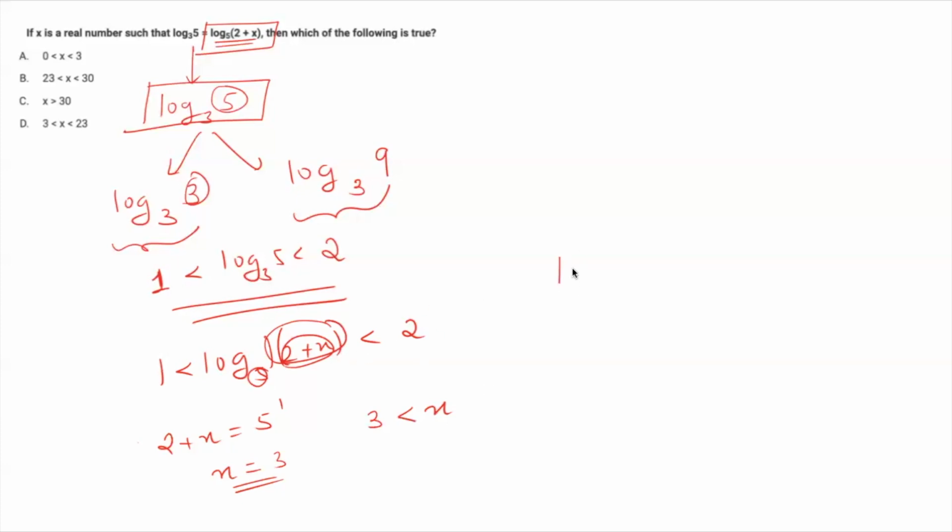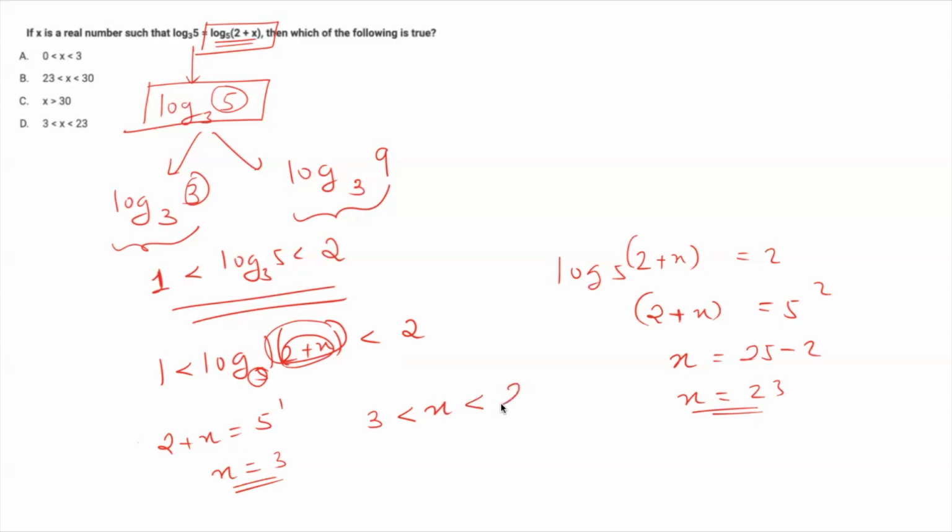Similarly, guys, if log of 2 plus x to the base 5 was equal to 2, then converting this in the indices form, we could say 2 plus x would be 5 square. That means x is 25 minus 2, that is 23. But log of 2 plus x to the base 5 is not equal to 2. It is given as less than 2. So definitely x also is less than 23. And this is my D option.